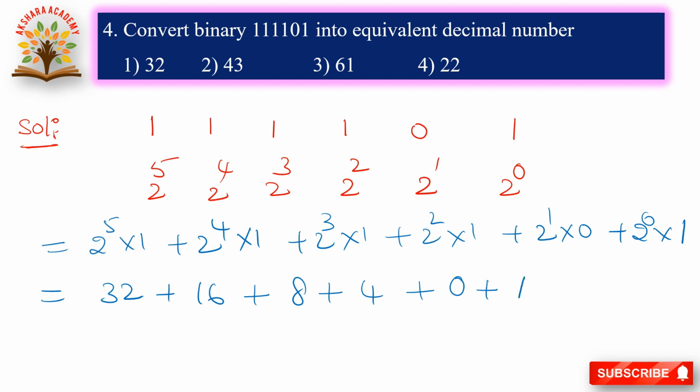So 1 into 1 is 1. That is equal to 32 plus 16 plus 8 plus 4 plus 1. So this totals 61: 16 plus 4 is 20, 29, 31, 30 plus 1 is 61. So the given binary number 111101 base 2 is equal to 61 base 10. Okay, next we will go to the next question.